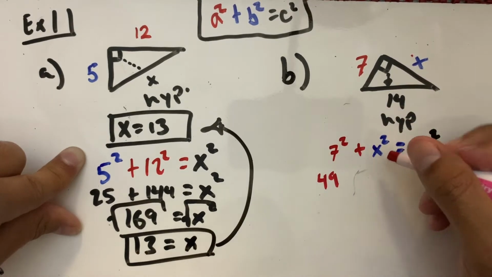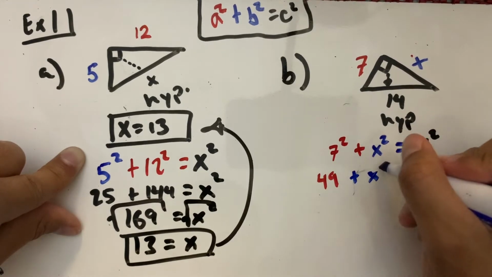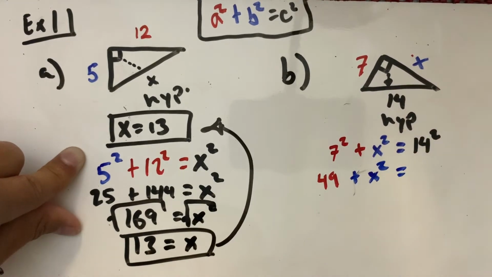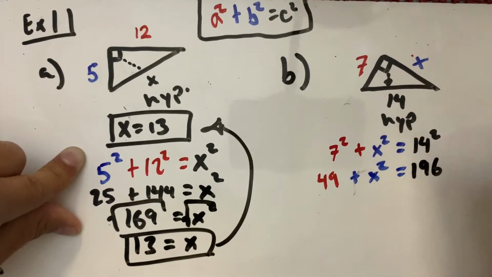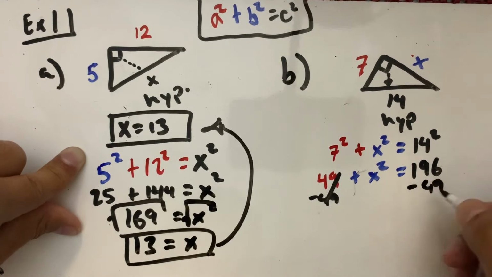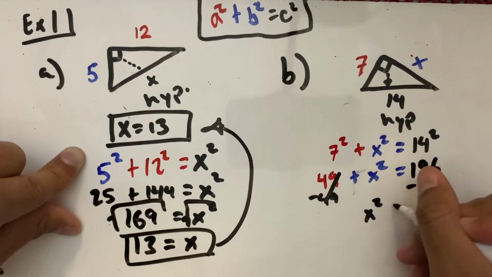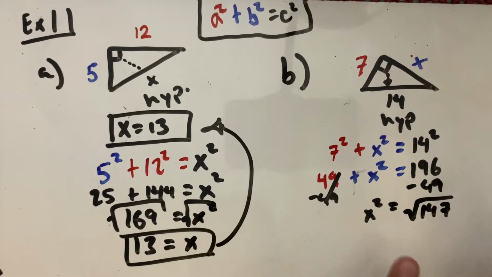This x squared, we don't know, so we just leave it as is, plus x squared. And then 14 squared is 196. So I subtract 49 over, and I get x squared is equal to the square root of 147. And then I have to simplify this, okay?